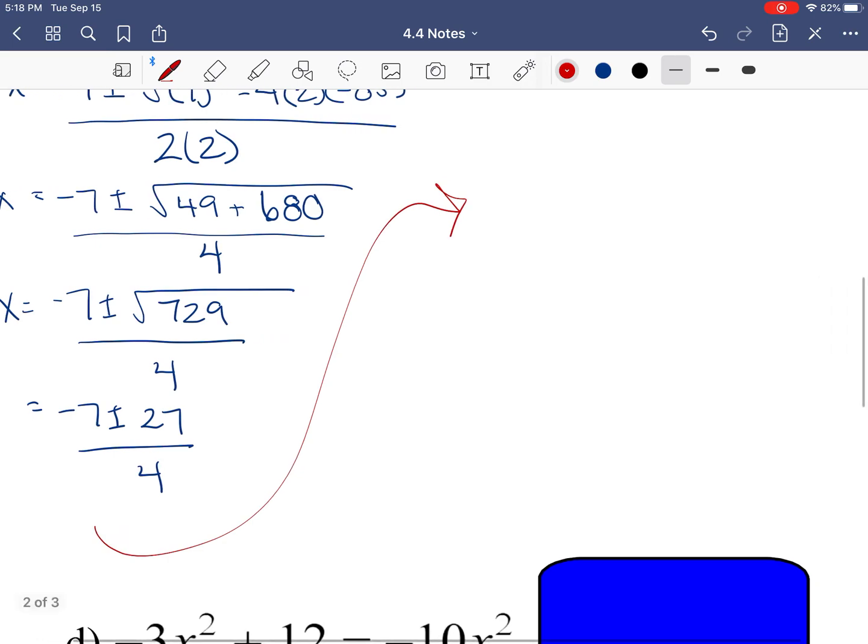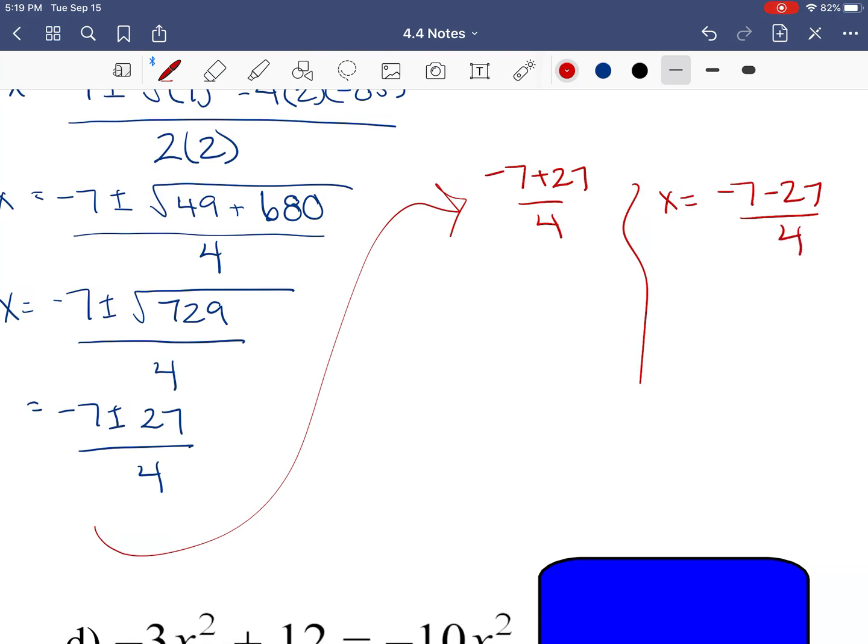I'm just going to move back up to the top of my page. So we're going to have two sides: x is equal to negative 7 plus 27 over 4, and x is equal to negative 7 minus 27 all over 4. So 27 minus 7 is 20 over 4, which is equal to 5.